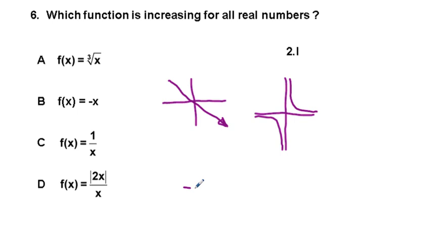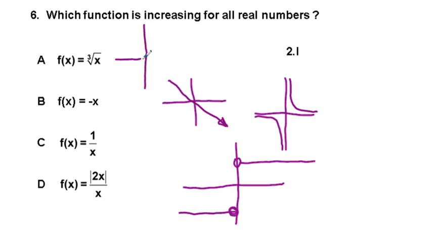And then D is going to be something like this. You have a horizontal line all the way to x equals 0, and then it resumes here. So not increasing for all real numbers. This one, answer choice A, is our correct answer, and a cube root function is what this is, and it looks something like this.